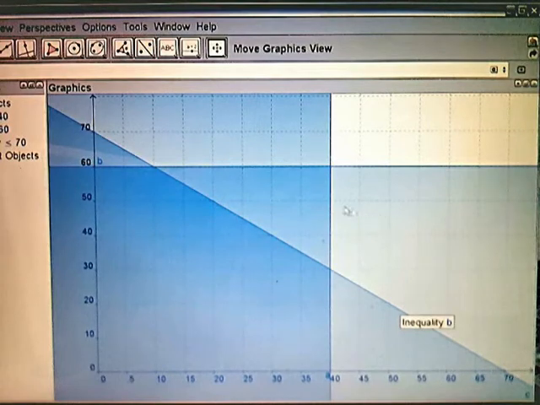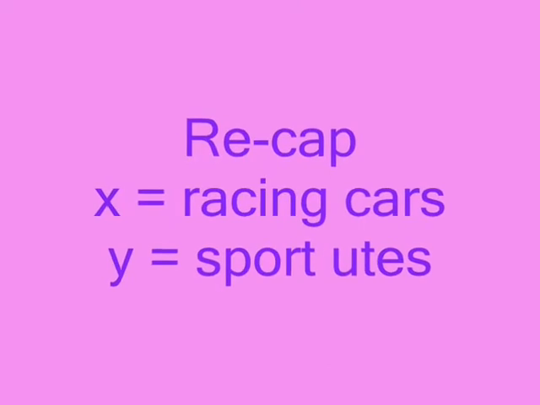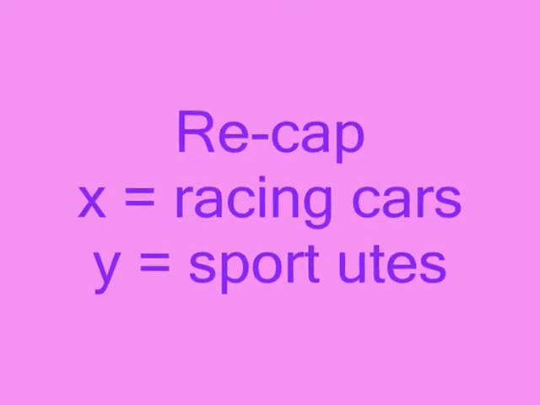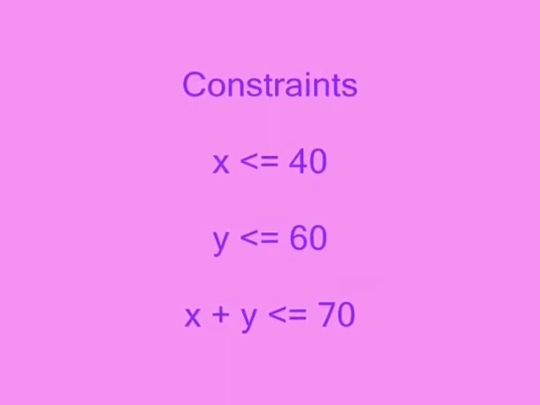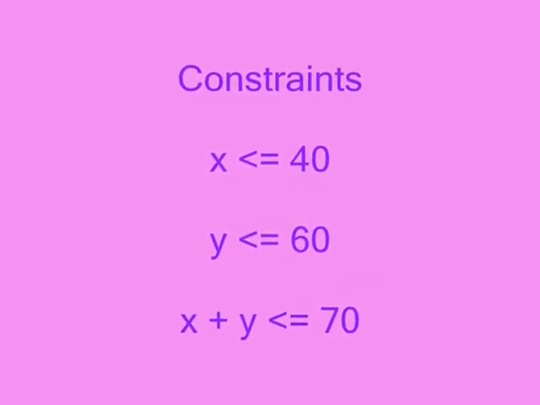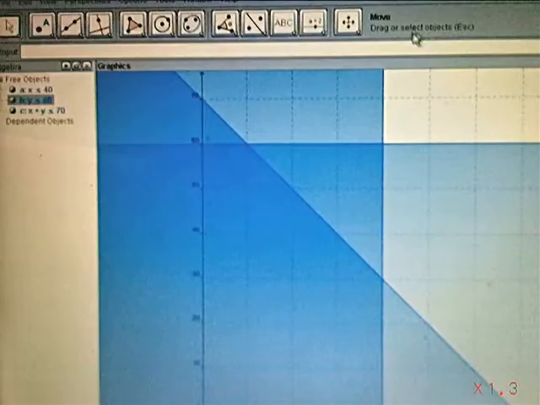Before we start dealing with the cost of building the cars, let's recap. X represents the racing cars and Y the sports utility vehicles. There were three constraints. The racing cars had to be less than 40. The SUVs had to be less than 60, and the total had to be less than 70.